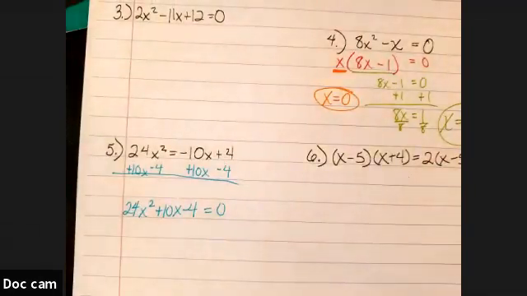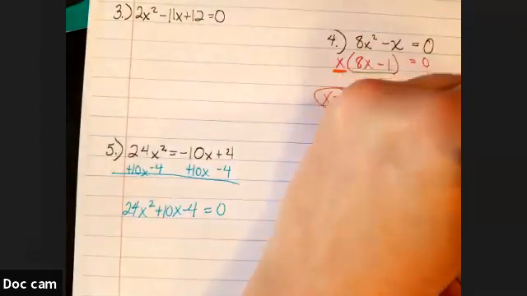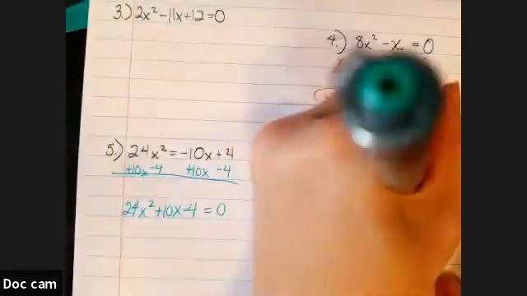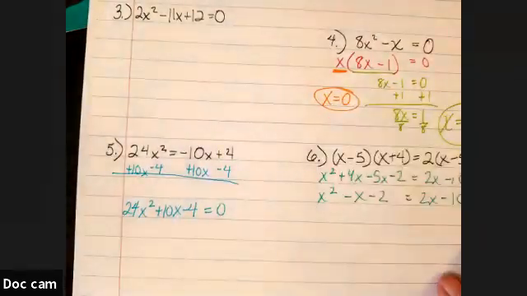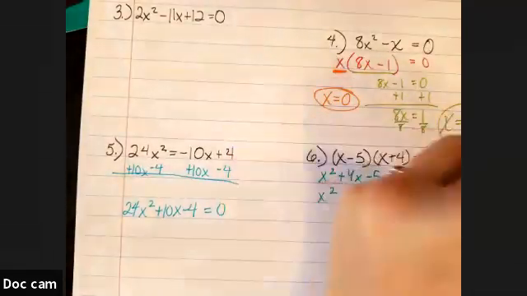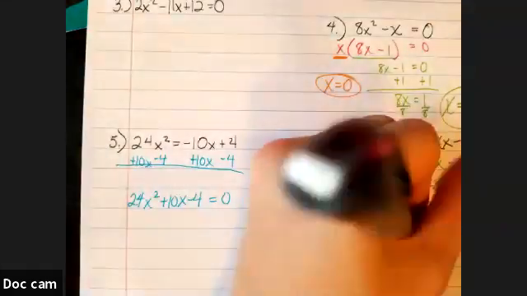I guess maybe I'll run through that one real quick. If you FOIL this, you're going to have x squared plus 4x minus 5x minus 20 equals 2x minus 10. And then that's going to be x squared minus x minus 2 equals 2x minus 10. And you want to get everything on one side. So you subtract 2x from both sides and you add 10 to both sides. And then that gives you x squared minus 3x plus 8 equals 0.